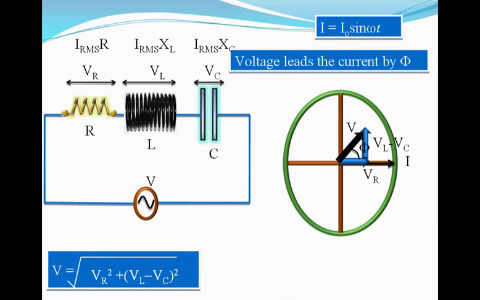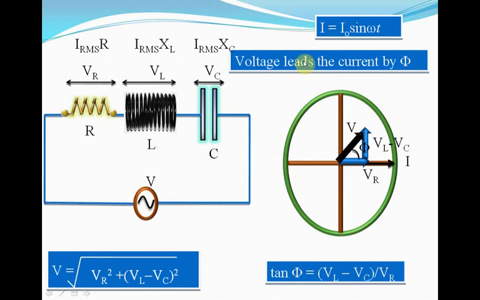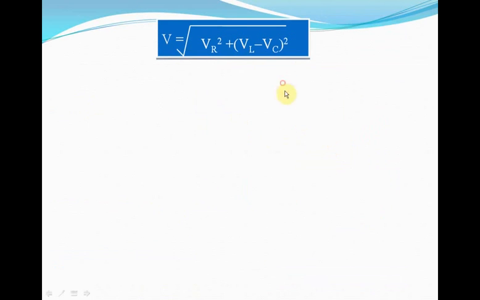Tan phi, as I just said, is VL minus VC by VR. When we calculate the value of phi, we will get the value by which the net voltage in this RLC circuit leads the current. So say if the value of phi is 30 degrees, that means that the voltage leads the current by 30 degrees for this particular RLC circuit.